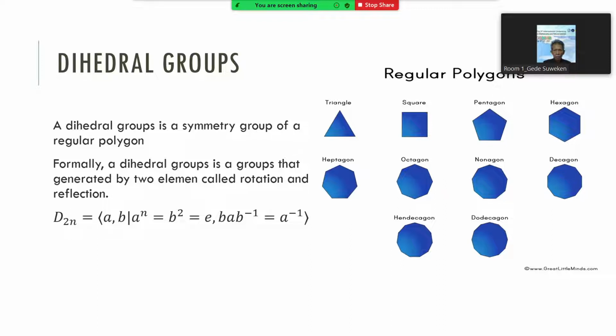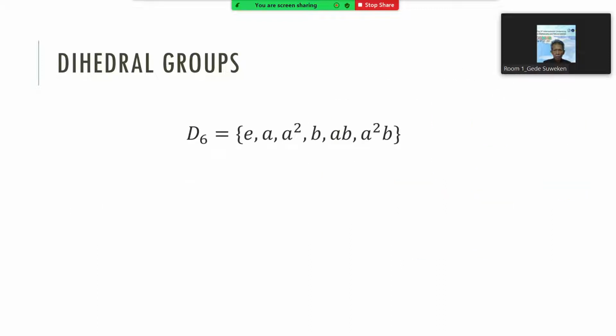Let me give you some examples. If n is 3, we have D6. D6 consists of 6 elements: identity, A, A squared, B, AB, and A squared B. I will give some geometric representation to understand what those elements mean.